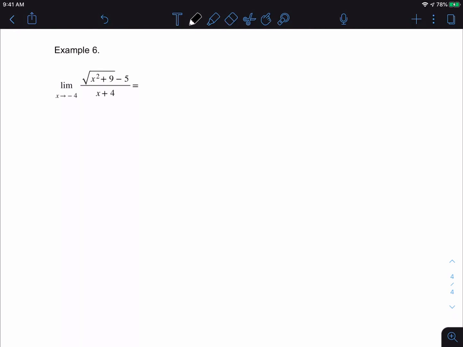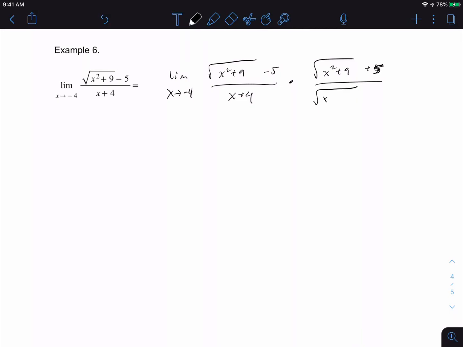So, looking at this, what I'm going to do is take the limit as x approaches negative 4 of the square root of x squared plus 9 minus 5, over x plus 4. And then I'm going to multiply, like I said, by the conjugate of the radical term. So that's a plus 5 there, to both the numerator and denominator.